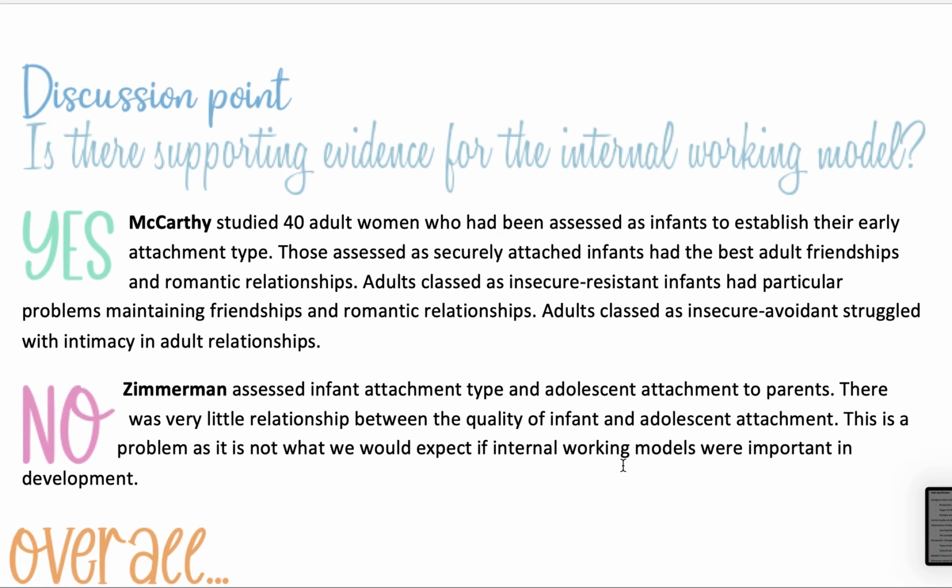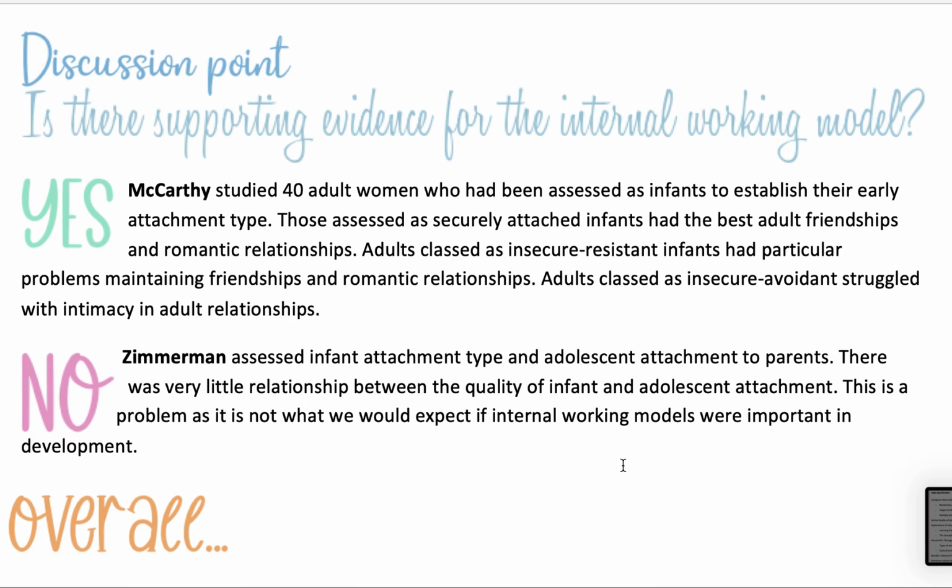Is there supporting evidence? McCarthy provides supporting evidence. So she basically talks about different stages through life. They were most likely to have best friendships and romantic relationships if they were securely attached. Insecure resistant had problems maintaining them, and insecure avoidant struggled with ever getting into them, or with a level of closeness.